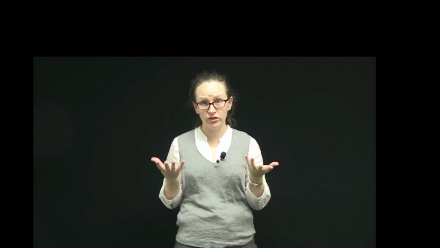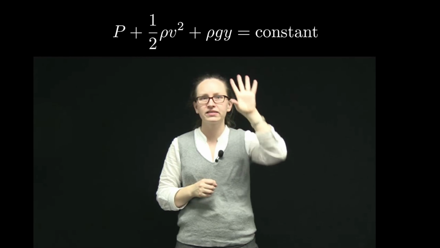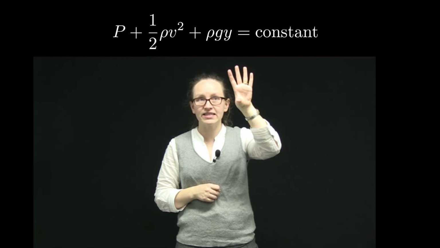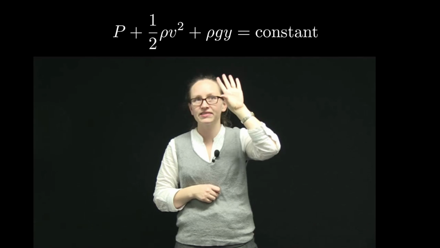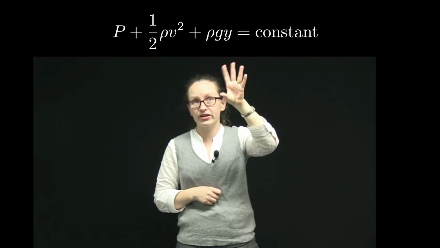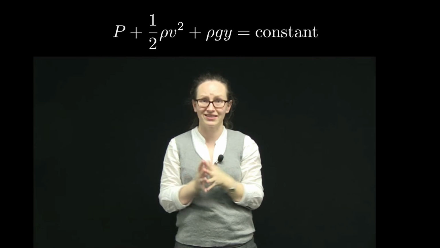Now another important rule that describes ideal fluid flow is called Bernoulli's equation. It's named after the man who discovered it. So Bernoulli's equation tells us that the pressure plus half the density times the velocity squared plus the density times the acceleration due to gravity times the height is equal to a constant.